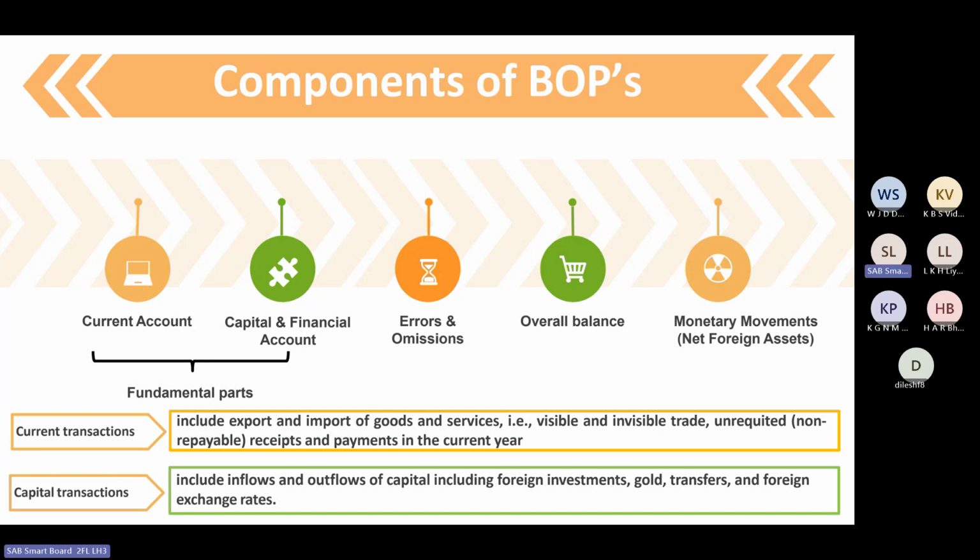You can see current transactions in the current account include exports and imports of goods and services, so visible and invisible trade, and non-repayable receipts and payments in the current year. Capital transactions represent inflows and outflows of capital, including foreign investment, loan transfers, and foreign exchange. I told you this errors and omissions part is for adjustment.